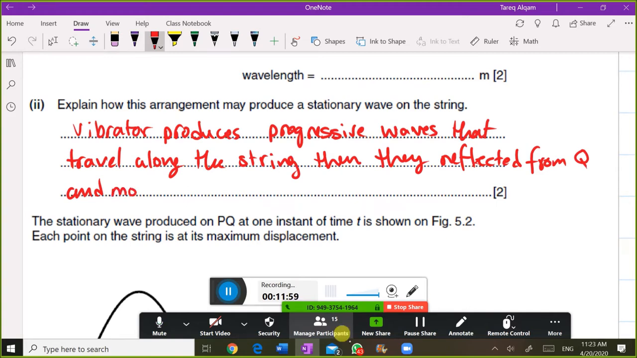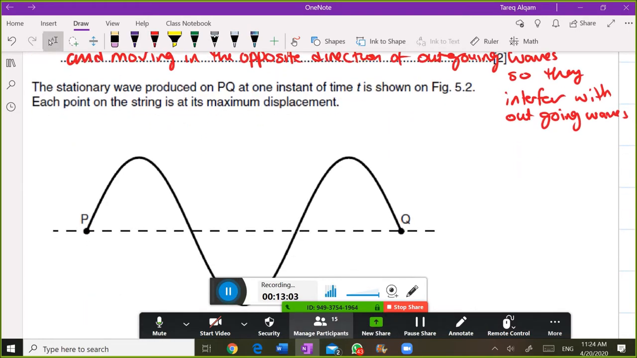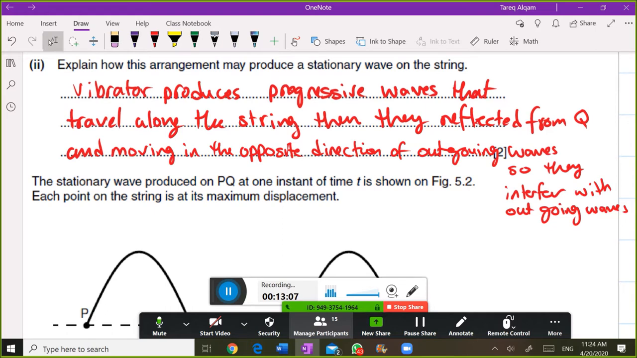And moving in the opposite direction of outgoing waves, so they interfere. They interfere with outgoing waves. Any question about that, guys? Reflected, moving in opposite direction, interfere. This is a very important part. We have to mention them. And we have to mention that these waves interfere with outgoing waves.